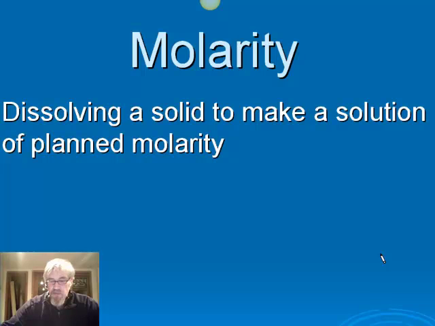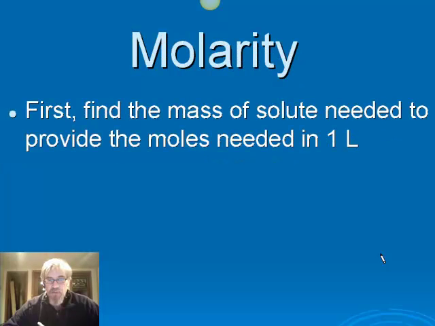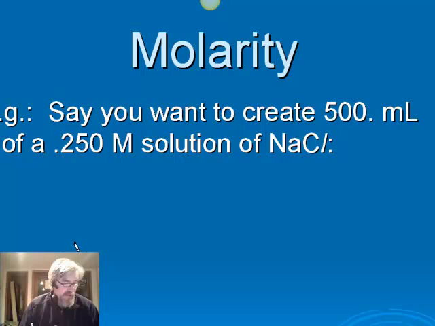How can you make solutions that have the molarity that you want? This is an important skill in labs because we often measure moles by measuring quantities of solutions. Well, there are two ways that we make these solutions primarily. One is by dissolving a solid, like salt or sugar, to make a solution that has a planned molarity. Here are the steps. The first thing you want to do is find the mass of solute that you need to provide the moles you'd have to have in 1 liter of the solution you're trying to make. Let's say I want to create 500 milliliters of a 0.250 molar solution of NaCl.